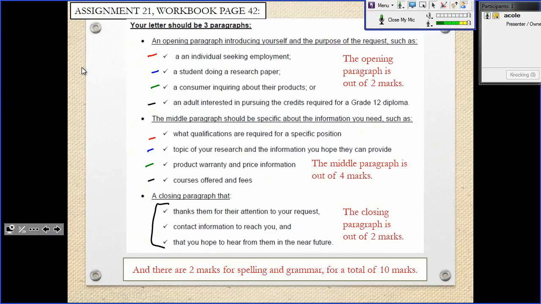Then the middle paragraph is out of 4 marks. The middle paragraph needs to have more detail than your opening paragraph. That's where you ask for more specific information, depending on what you're writing your letter about. And then of course your closing paragraph will be out of 2 marks as well. And you should always sign your letter. Let's look at my example here.